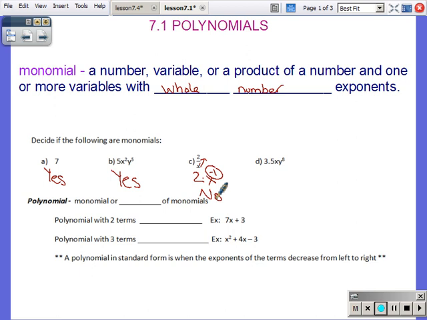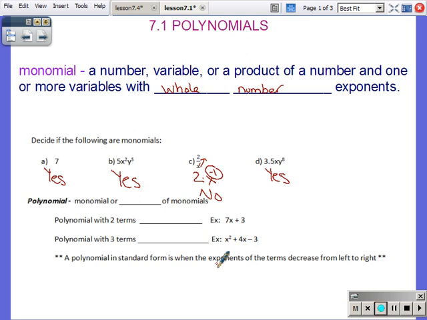For letter D, 3.5 xy to the 8th. Some students will tell me no, that's not a monomial because they don't like the 3.5. However, you can have a decimal value. You can't have a decimal as an exponent. That 3.5 is not an exponent, so it is okay. That 3.5 is really to the first power, x also to the first, y is to the 8th, all whole number exponents. Those terms are separated by multiplication, so yes, that is a monomial.